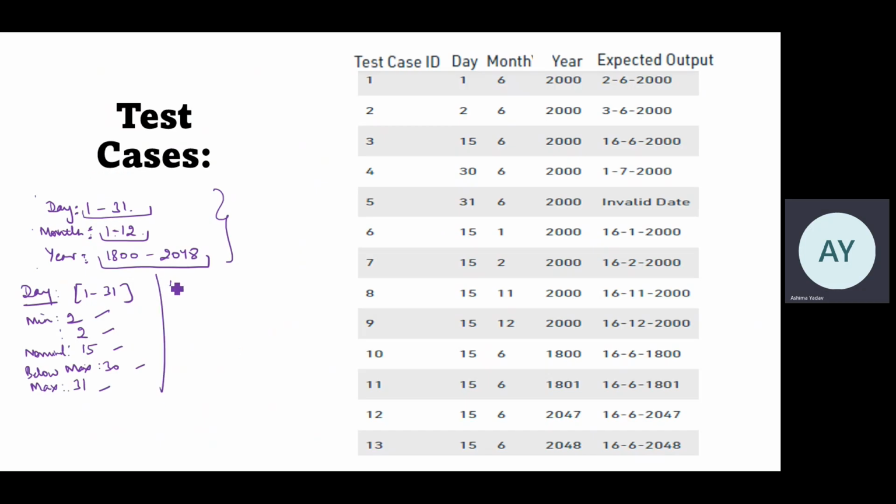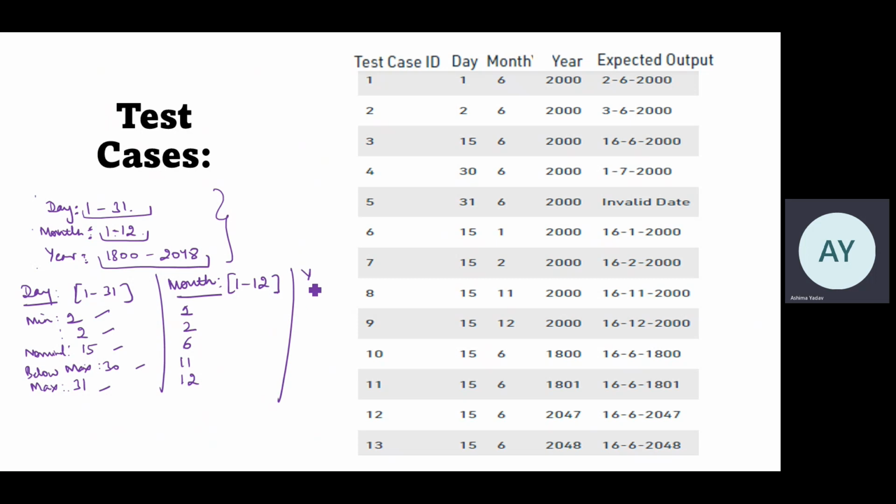Next, for the month variable, the domain is 1 to 12. Again, minimum value is 1. Value above the minimum is 2. Maximum value is 12. Value just below the maximum is 11. And midway, let's say 6 is the value.